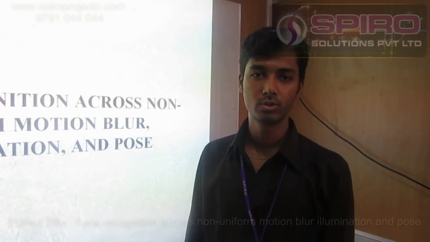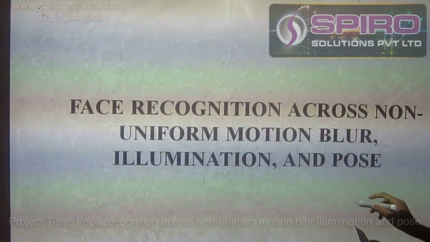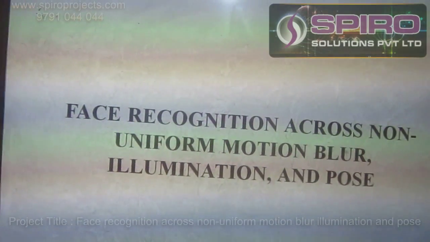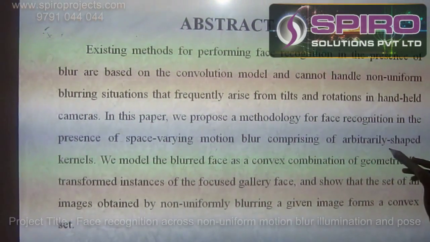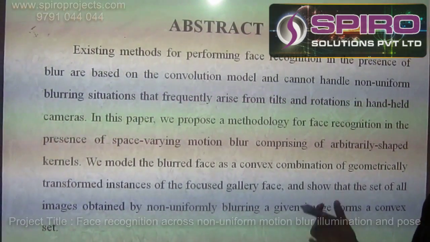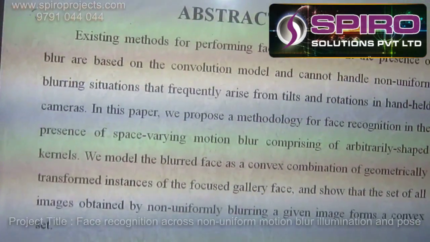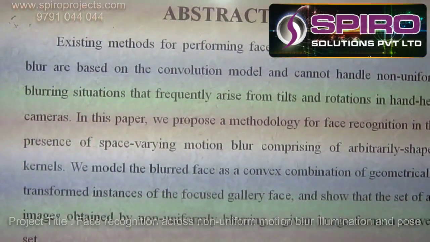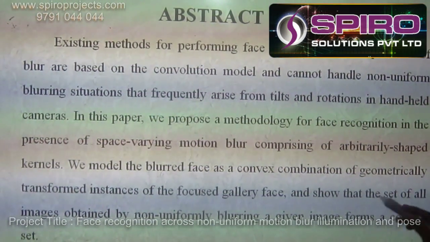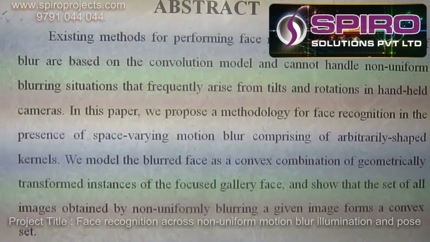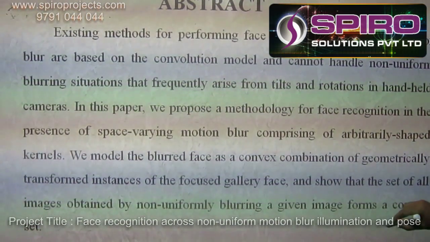Now I am going to explain about the project known as face recognition across non-uniform motion blur, illumination and pose. The existing method has a lot of disadvantages, in which we cannot identify the face if it has blur or any blur and illuminations. If it varies continuously, we cannot identify the face, that is, who is the authenticated person. In our project, we can identify any face, that is the authenticated face, if it has any blur or illumination or any pose. This is the basic concept of our program.